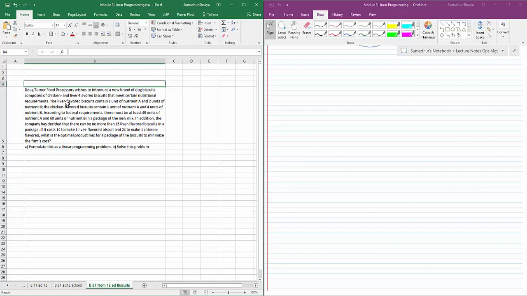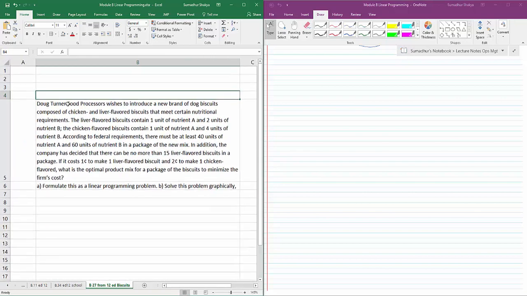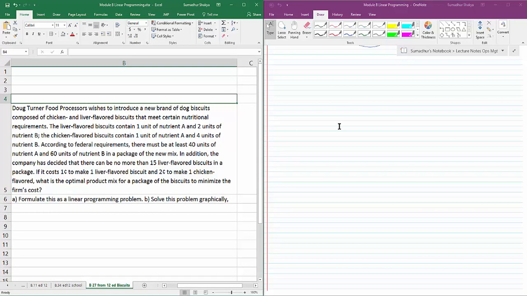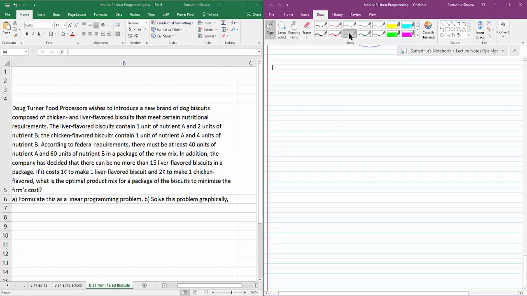The problem that we are given is, let's bring down all the required information that we have to formulate the problem. We are talking about a new brand of dog biscuits. One is chicken and the other one is liver flavored biscuit that meets certain nutritional standards. So let x1 be the chicken flavored and x2 be liver flavored biscuits.